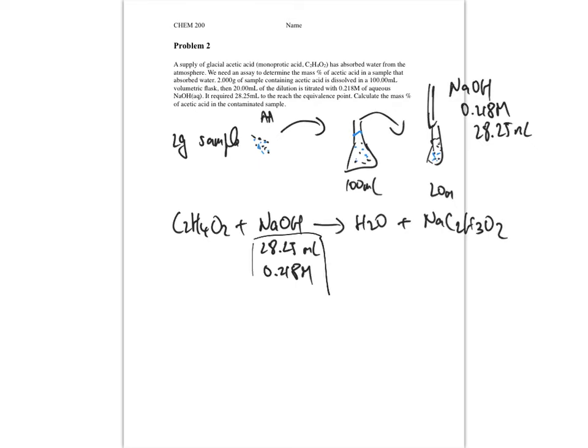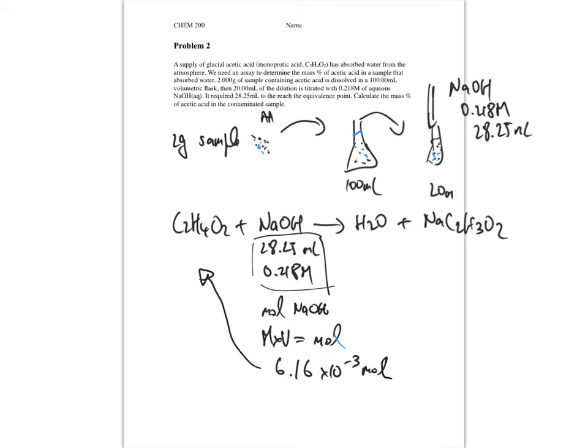Now, this part here allows me to get the moles of NaOH. And by now you should know molarity times volume gives me mole, and you should be able to show that the moles for this should be about 6.16 times 10 to the minus 3. Now it should be clear that this is the same moles as the moles of acetic acid in 20 milliliters. Why? Mole-mole ratio 1:1.